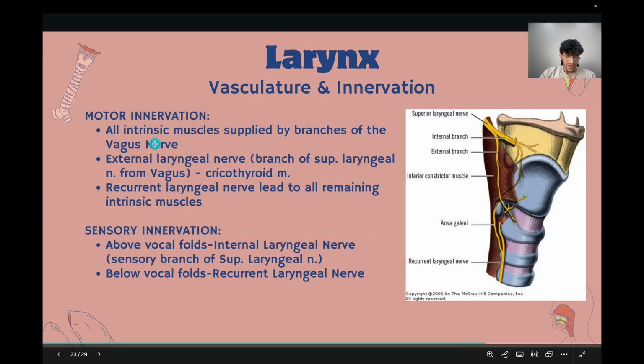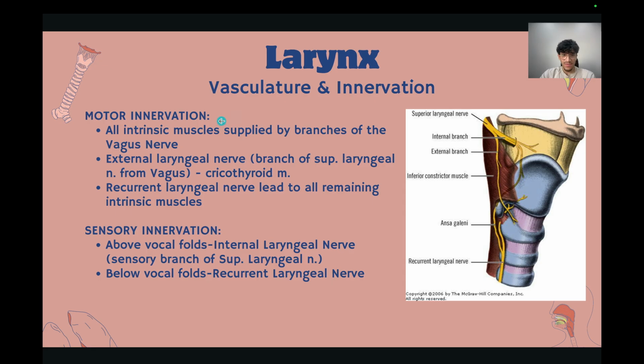Now onto motor innervation. It's all intrinsic muscles supplied by branches of the vagus nerve. External laryngeal nerve is a branch of the superior laryngeal nerve from vagus to the cricothyroid muscle. The recurrent laryngeal nerve leads to all remaining intrinsic muscles. This is important. Make sure to memorize it.